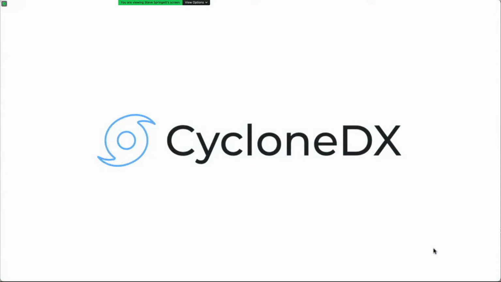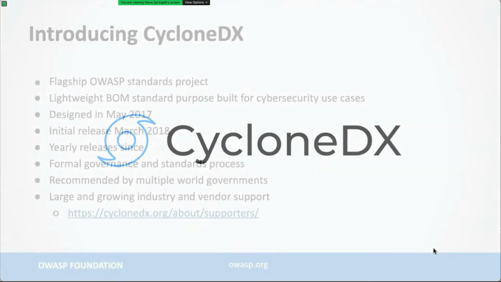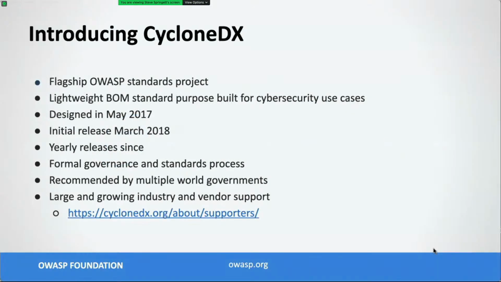But let's dive into CycloneDX, which is that bill of materials standard. Again, it is a flagship OWASP project. It's probably unlike other OWASP projects that you might be familiar with. CycloneDX actually operates as a meritocracy, very similar to the Apache Foundation. We have different working groups. We have a formal governance process. We have a formal standards process. And we take a risk-based approach to standards development.